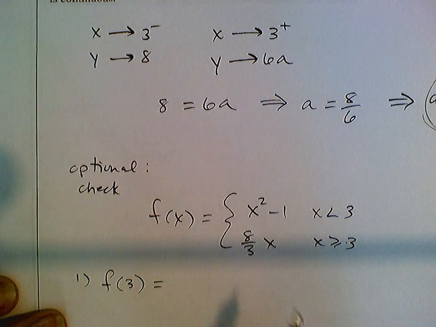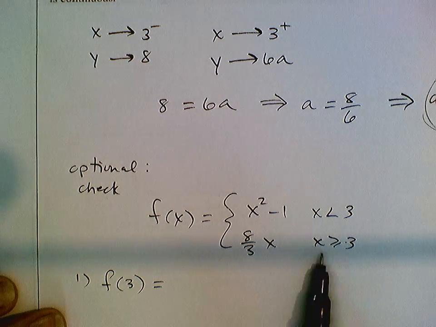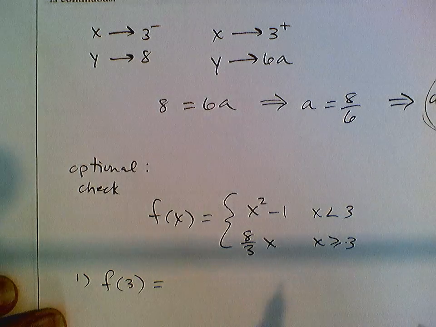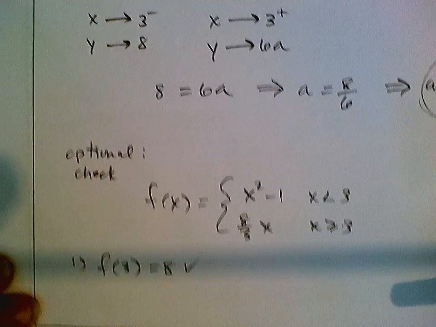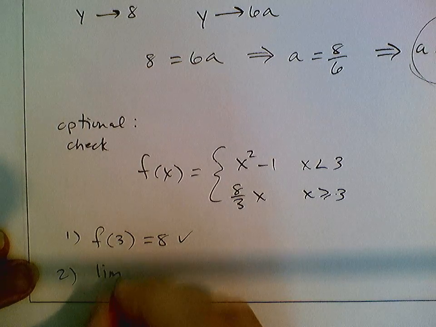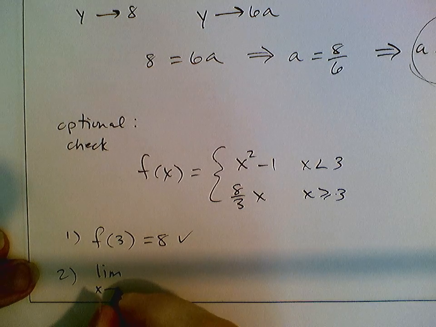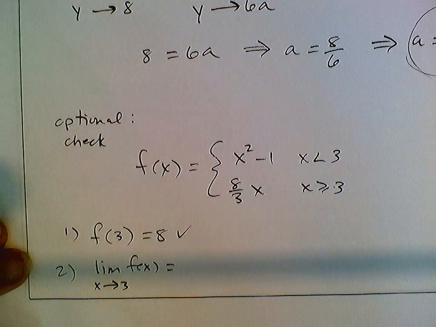Well, f of 3 is going to be on this interval here, so I'm plugging 3 into there and I get 8. Check, it's defined. Okay. Now, the limit as x approaches 3 of f of x. I'm going to figure out what that equals.